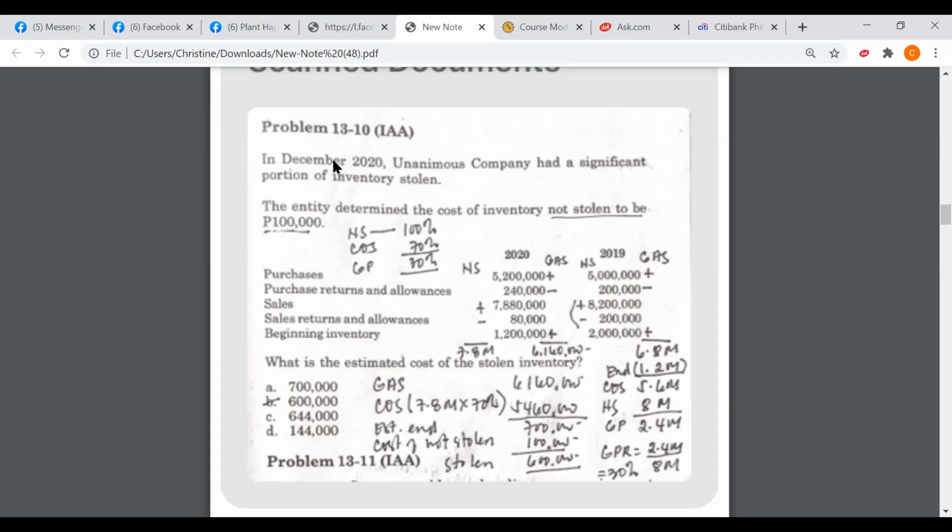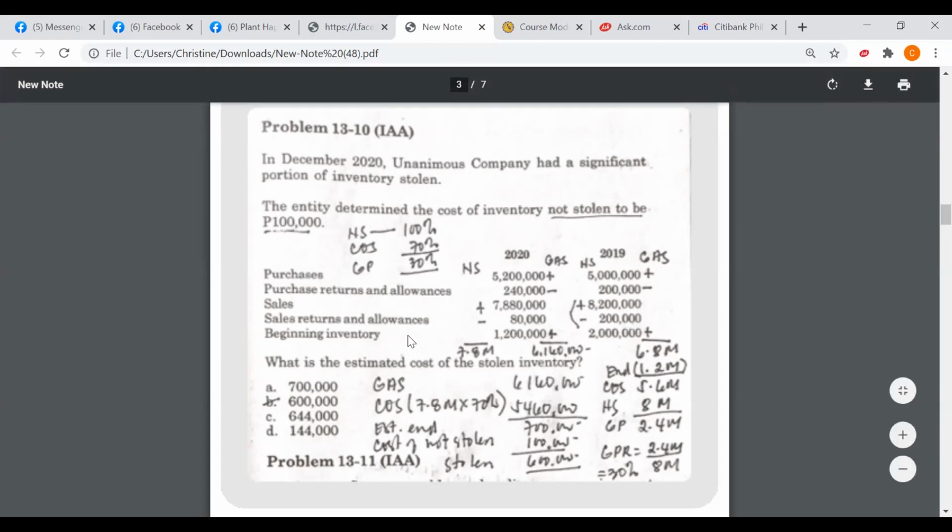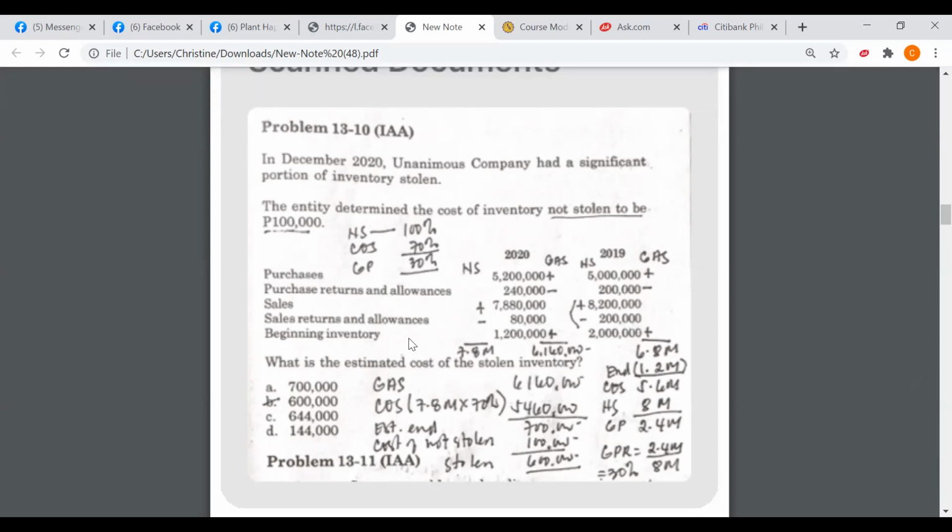Take note the problem did not mention again the gross profit rate. So if the problem does not provide the gross profit rate, then you are going to compute the gross profit rate. And if it is silent, again, just use your gross profit on sales. So if it is on sales, then gross profit divided by sales or net sales. So we need to compute for the gross profit. Gross profit is equal to your net sales, of course, minus your COS.